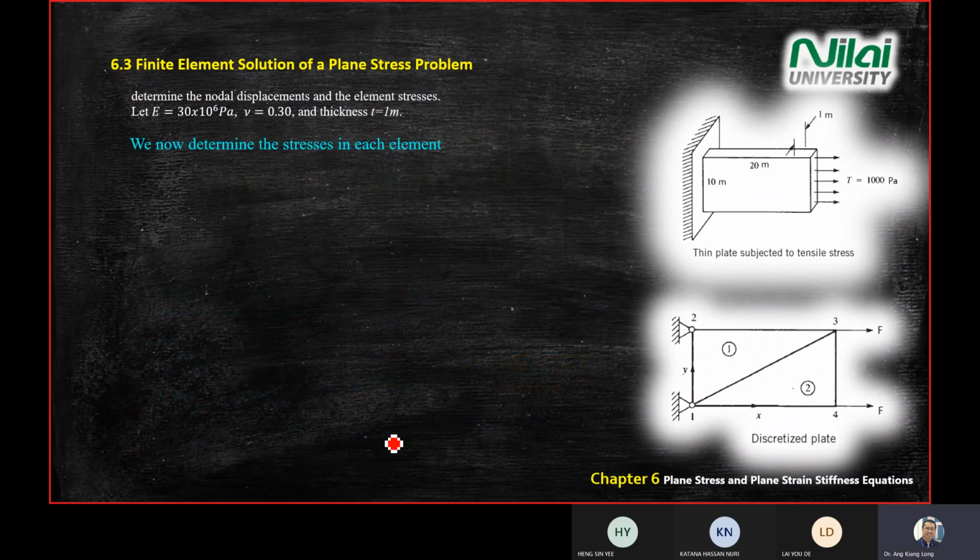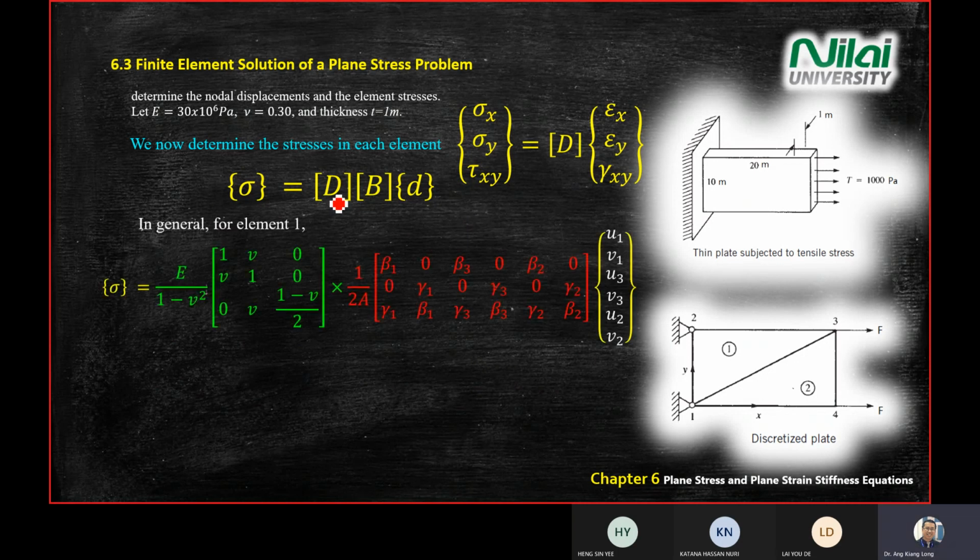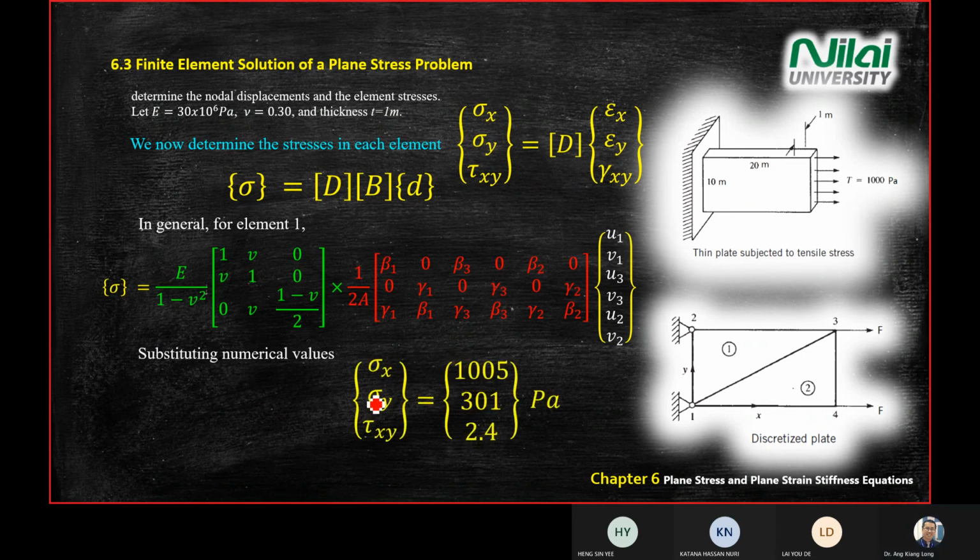Then next you use the stress equation: stress equals D B times the displacement matrix. You already know the D, you already know the B, and you already know the displacement from the previous answer. So you just substitute all the numbers inside. Again, for this multiplication of matrices, if it looks complex, just use the online matrix tools to solve the question.